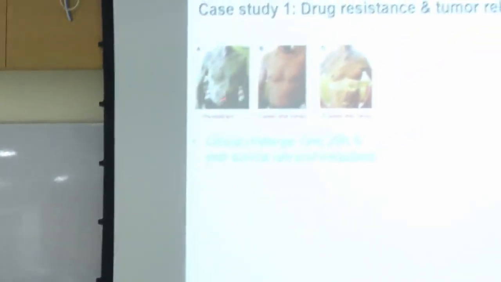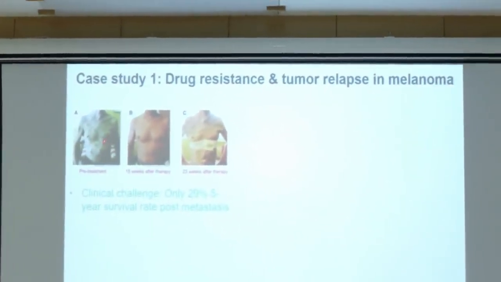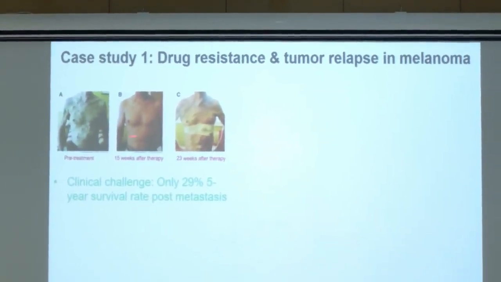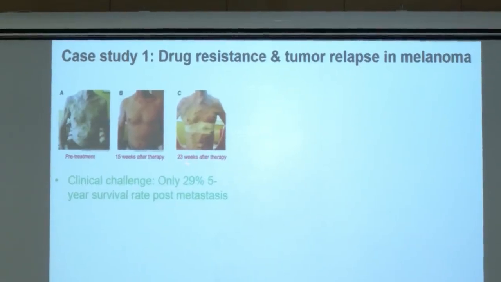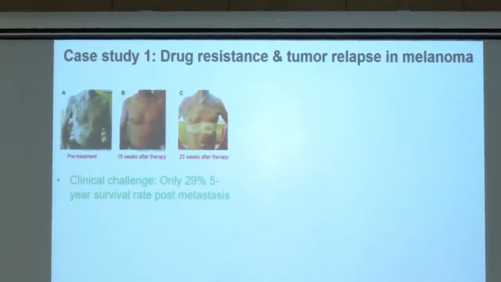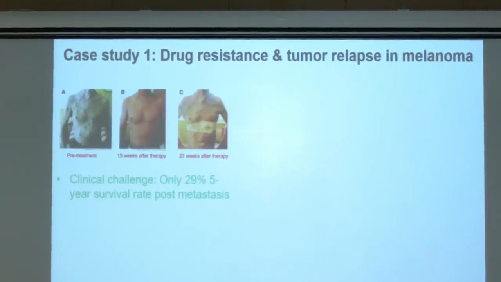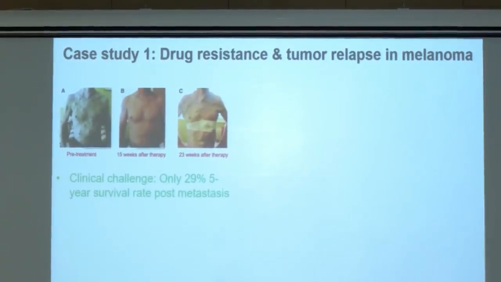So let me give you 2 quick case studies. This is in the context of melanoma, which is skin cancer. You can see the patient prior to treatment, there are all these lesions on the skin. 15 weeks later, some of these lesions disappear, but only 8 weeks later, in the presence of the therapy, these lesions come back. So cancer cells did not disappear, they were just hiding. They had acquired a different state, which was not permissive to the drug, and then as soon as you remove the drug, they were able to grow back again.